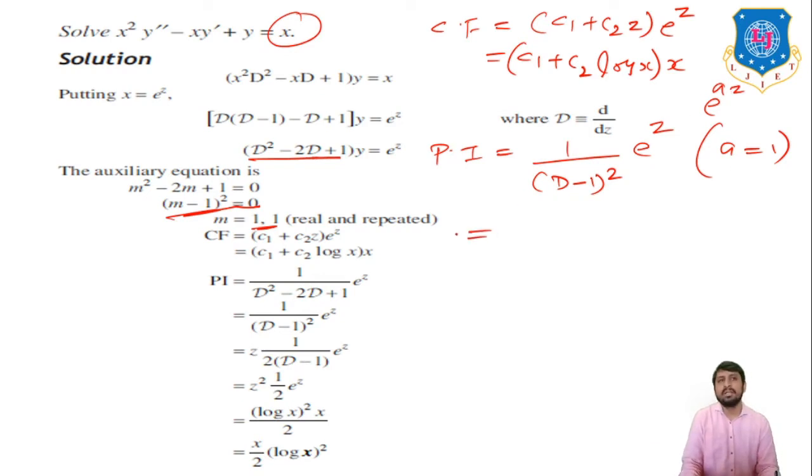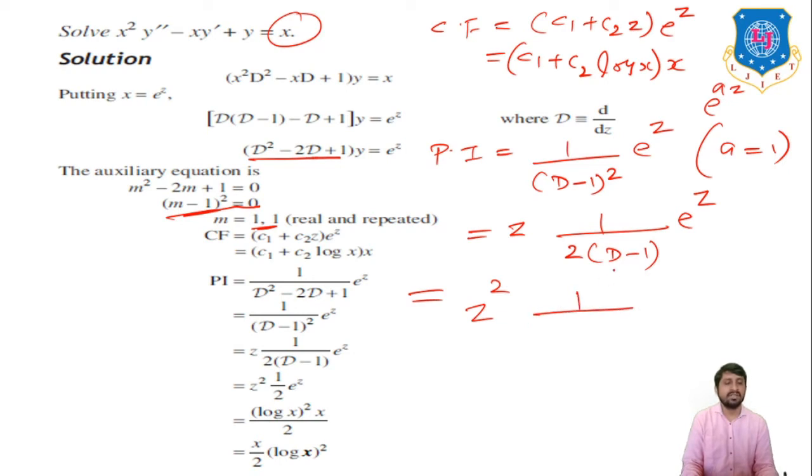So what is our rule? Instead of D, we have to write 1, the value of a. But 1 minus 1, the denominator becomes 0. So what happened? Now we multiply with z, and differentiate the denominator term D minus 1 whole square, which gives 2 into D minus 1, with e raised to z. Now once again the denominator becomes 0 when we put 1 instead of D. So again we have to multiply with z. So outside we now have z square, 1 upon the differentiation of 2 into D minus 1.